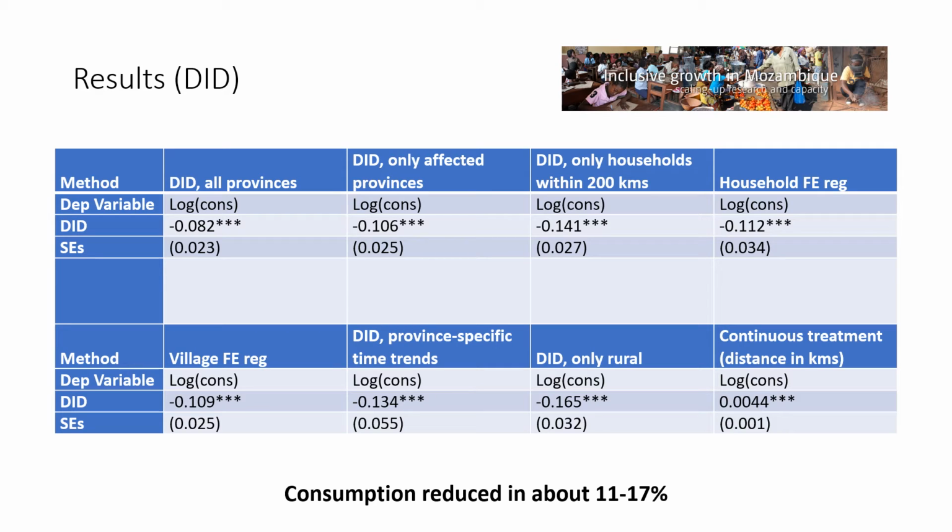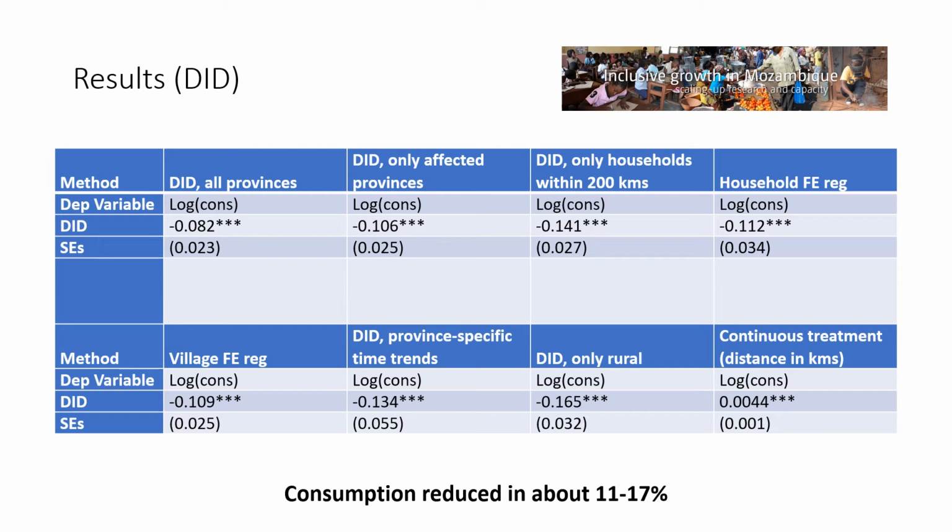So what we find in the first results using the diff-in-diff is that consumption is reduced by about 11 to 17%, depending on what we're looking at. If we look at all provinces, it seems to be 8.2%, but as I mentioned before, and as shown in the paper, if applying to all provinces, we are not following the assumption of shared trends between treated and control households.